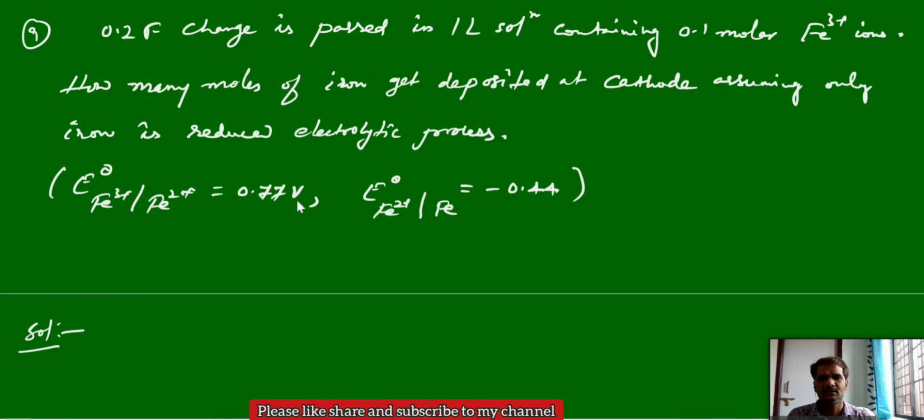Solution for this: 0.2 Faraday charge they passed through 1 liter of 0.1 molar iron 3 plus ions.